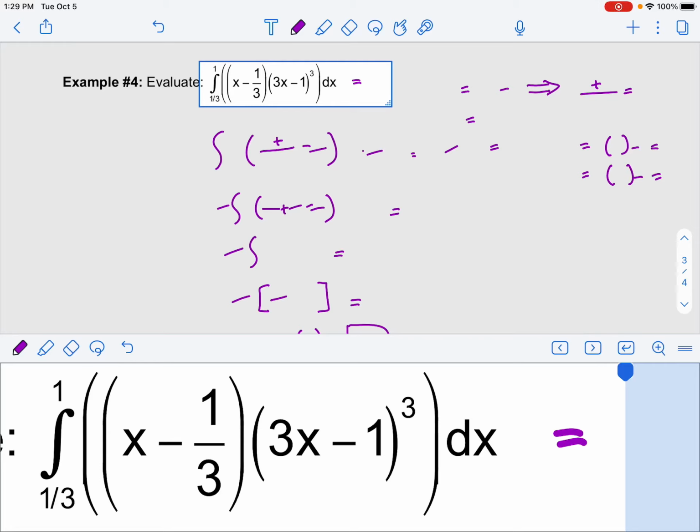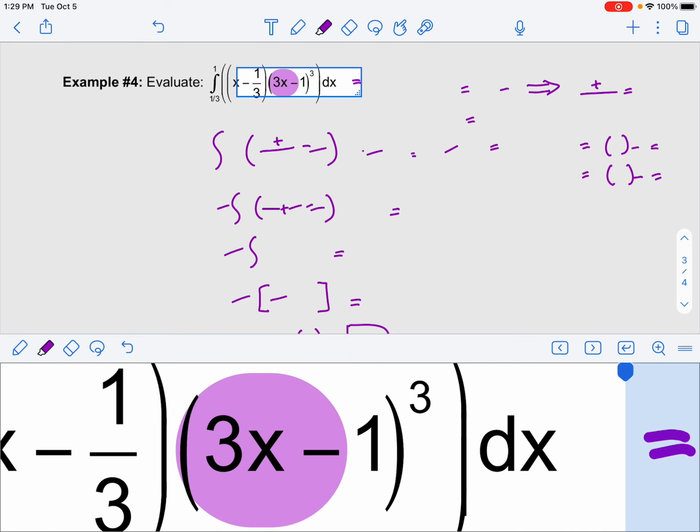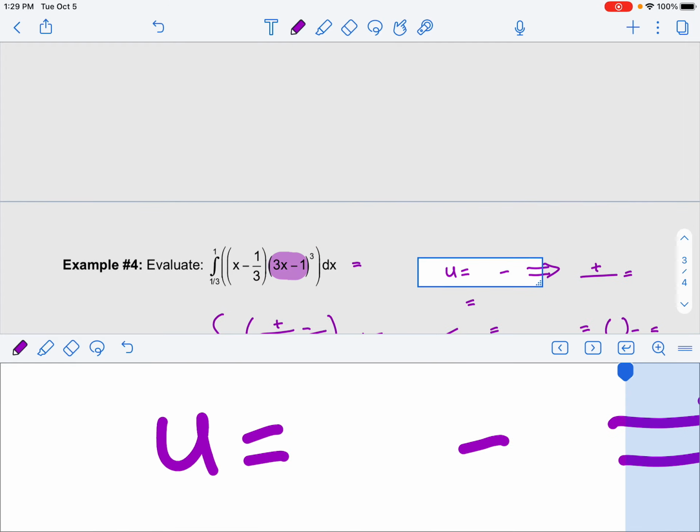Example 4. Our last example is a combination of all the things we've looked at in the other examples here. So again, we're talking u-substitution. I'm going to start off with 3x minus 1, that quantity to the third power, that'll be my u value. So I'm going to come over to the side here. u is equal to 3x minus 1.